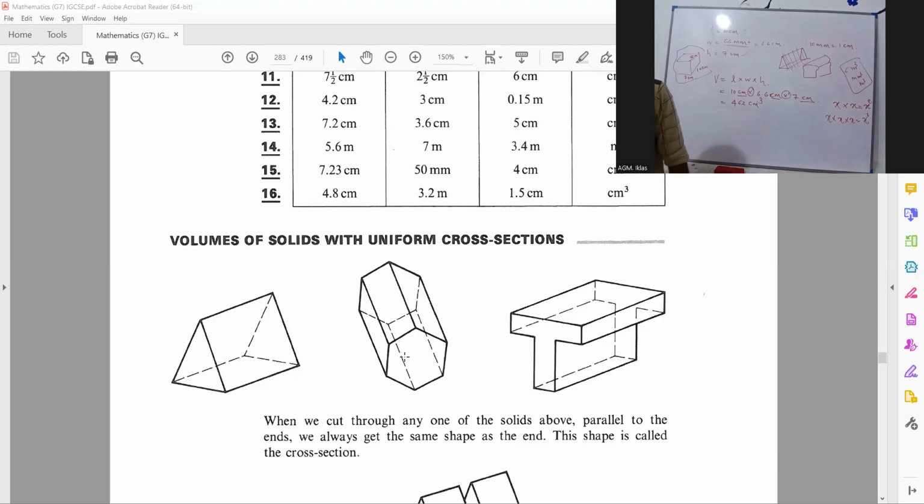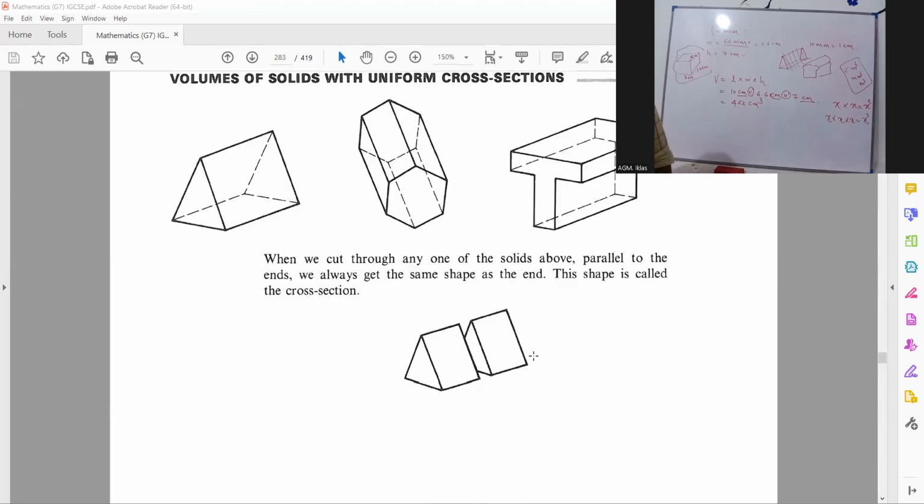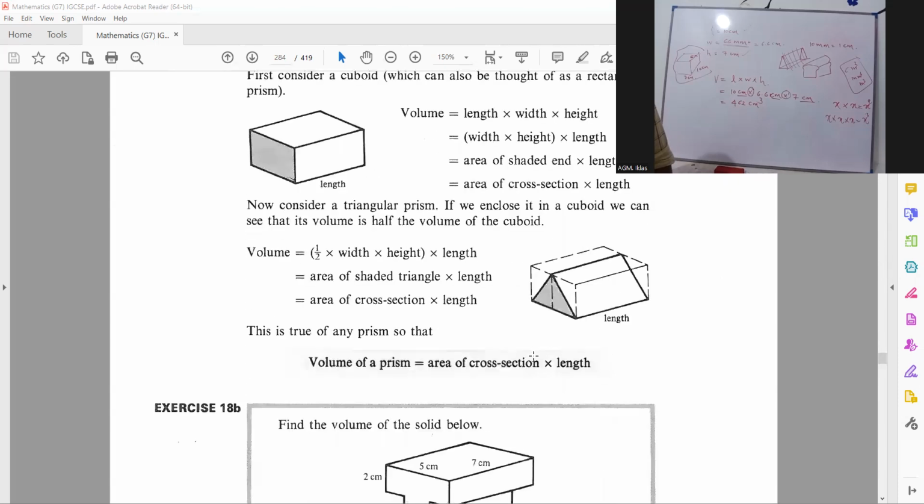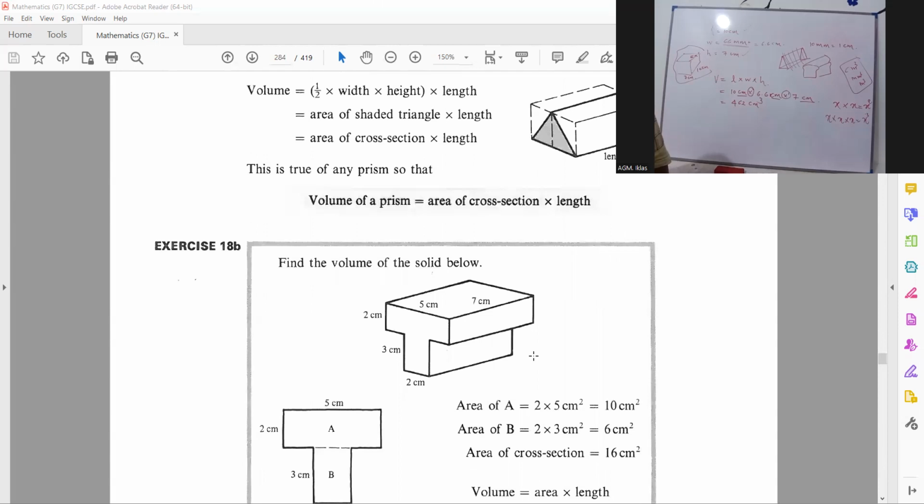You can see the objects given here. This is a prism, this is also, and this is also. These are called solids with uniform cross section. Right. Now we will do the exercise 18B.